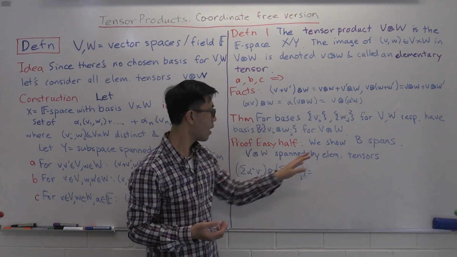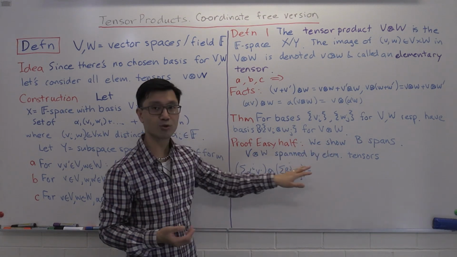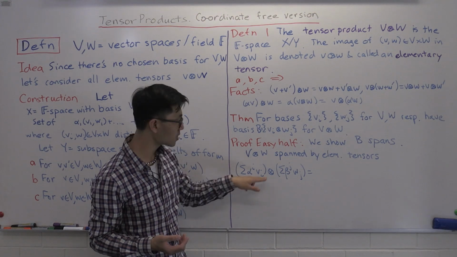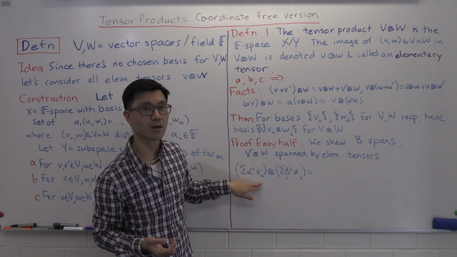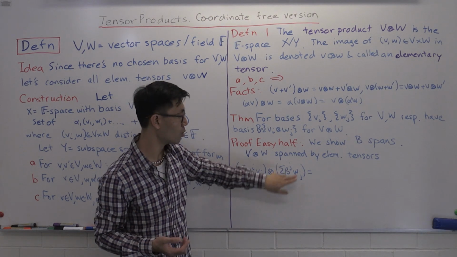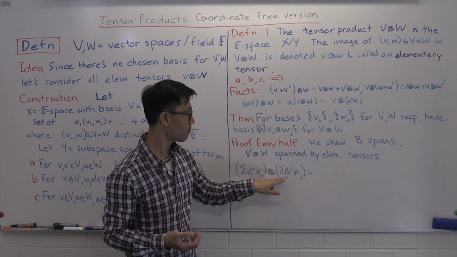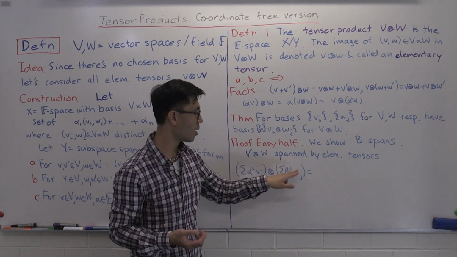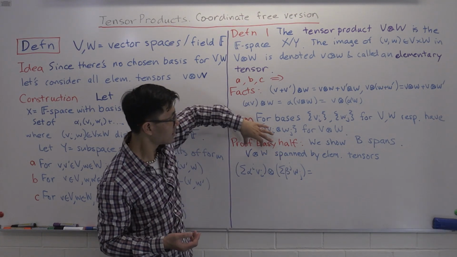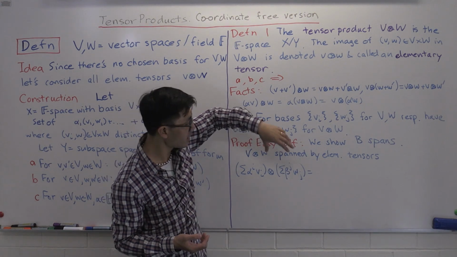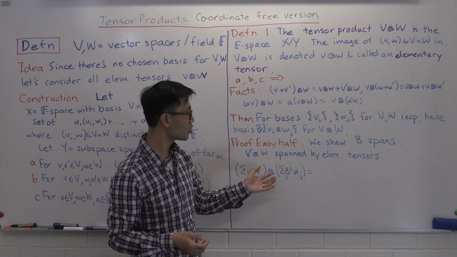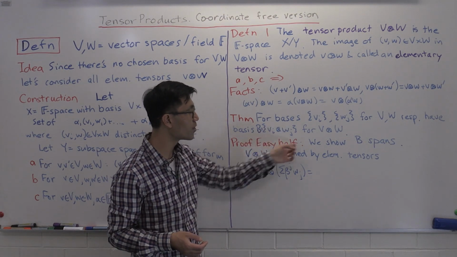Okay, so we found that each elementary tensor you can write as something inside V, so that's some linear combination of these V_i's, tensor some linear combination of the W_j's, something inside big W, the sum of beta_j W_j. So basically everything inside this tensor product is a linear combination of things of this form. What we want to show is that actually everything is a linear combination of things of this form here.